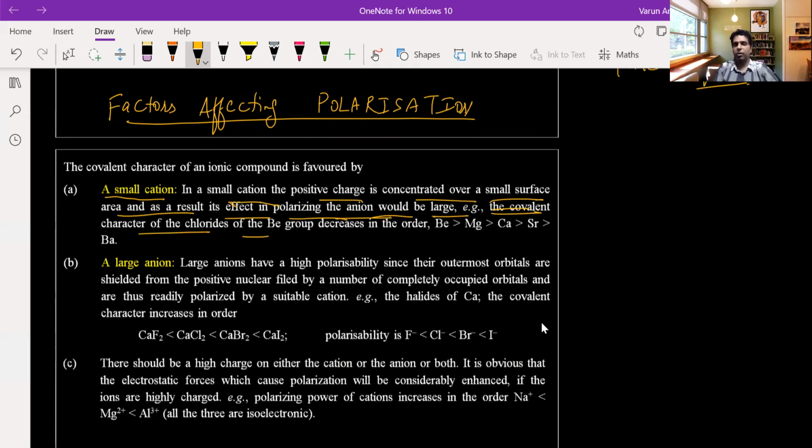If I talk about the covalent character of the second group, as I'm moving down the group, the size is increasing and the polarizing power is decreasing. So write down: a smaller size cation will have more polarization. Factors affecting polarization: the first factor is smaller size cation. Smaller size cation will have more polarization.